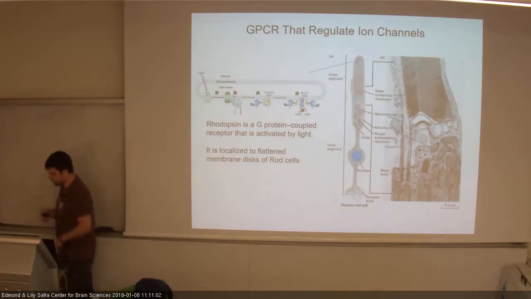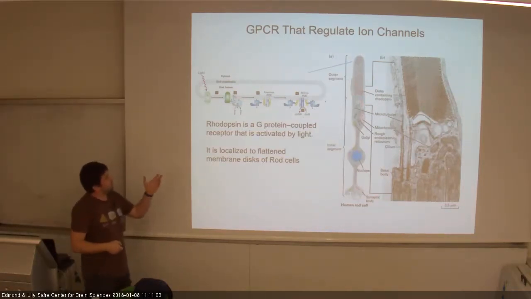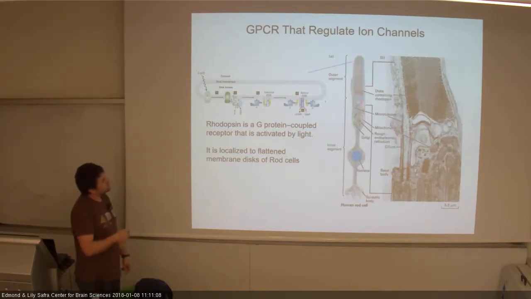And the last example that we started showing you is the one of the visual system and rhodopsin. Rhodopsin is a type of G-protein coupled receptor, but in this case it's activated by light.